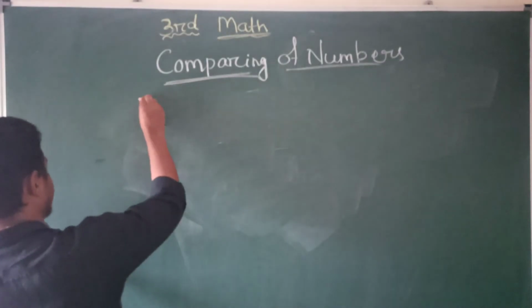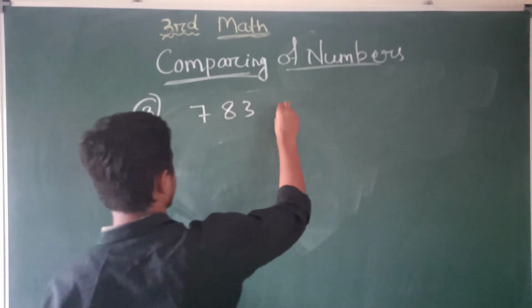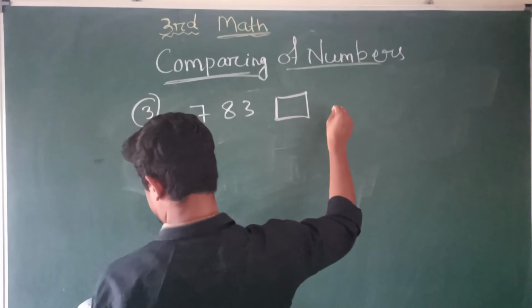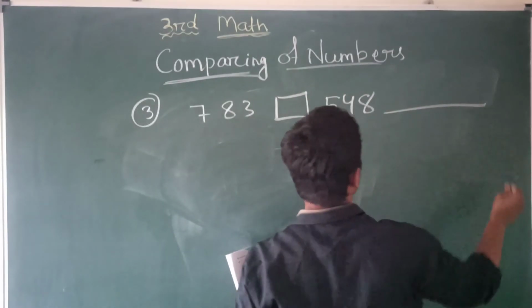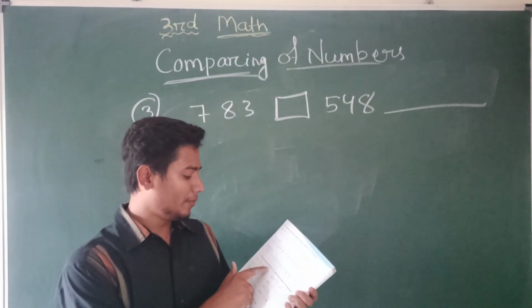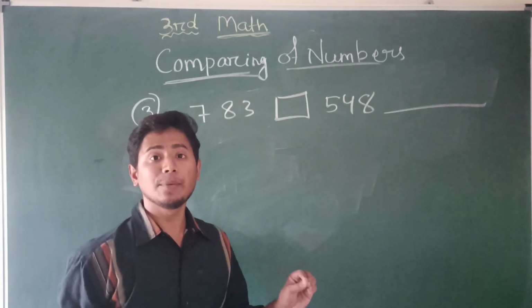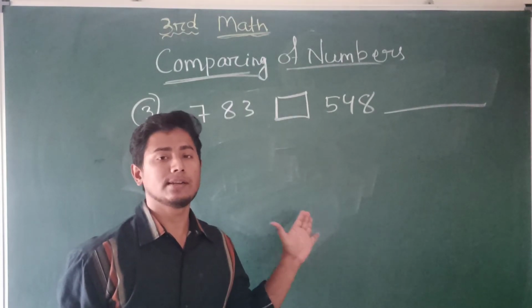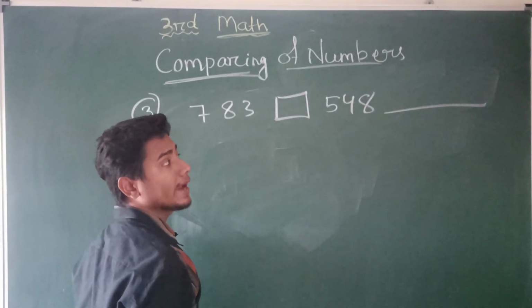Question number 3. 783 and 548, we have to find which one is greater. Then you write how you know which one is greater. Compare the numbers and insert the greater than or less than sign. Write the place of comparison, which I told before. So always start from the highest place.